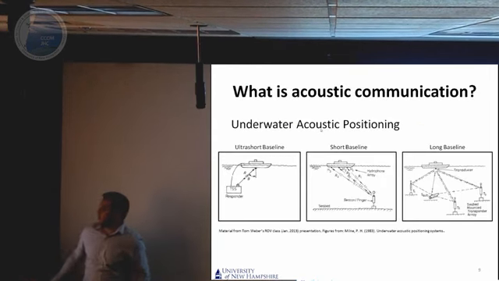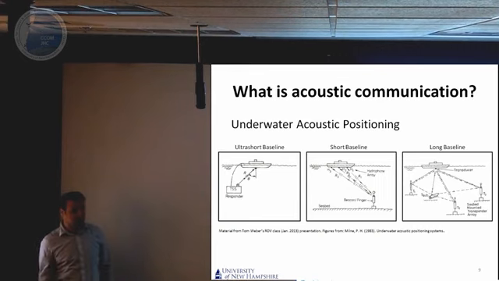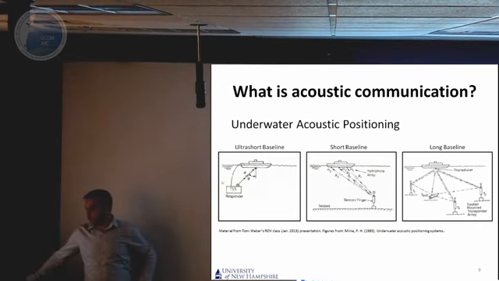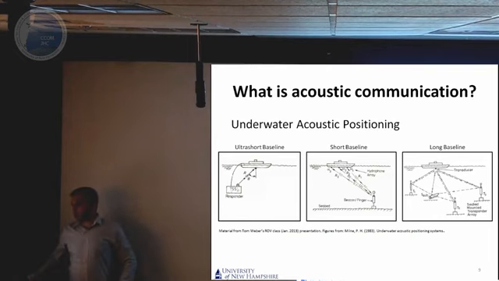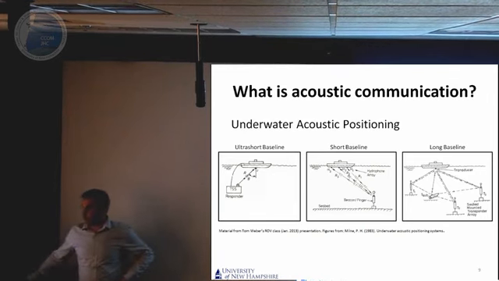So what is acoustic communication? In the most basic sense, underwater acoustic communication can be done in three different ways: ultra short baseline, short baseline, and long baseline. On the first picture here, we see the ultra short baseline. In ultra short baseline, there is a transponder and receiver, one on the ROV and one on the ship. It offers a fixed accuracy in terms of localizing the ROV.